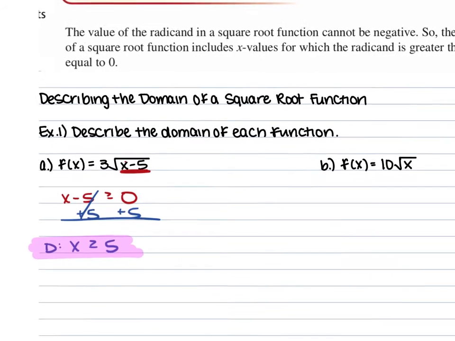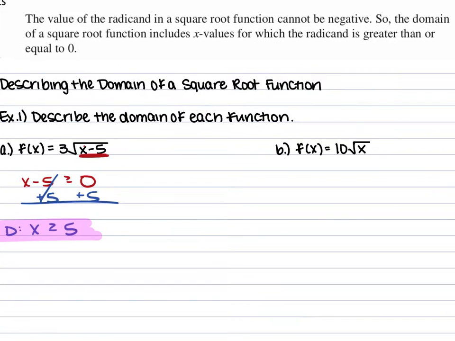For example B, we're given f of x is equal to 10 square root x. The only part that's underneath that radical is the x, the square root of x. So x gets set greater than or equal to 0. We don't have to do anything with that, so automatically our domain is just that x is greater than or equal to 0.